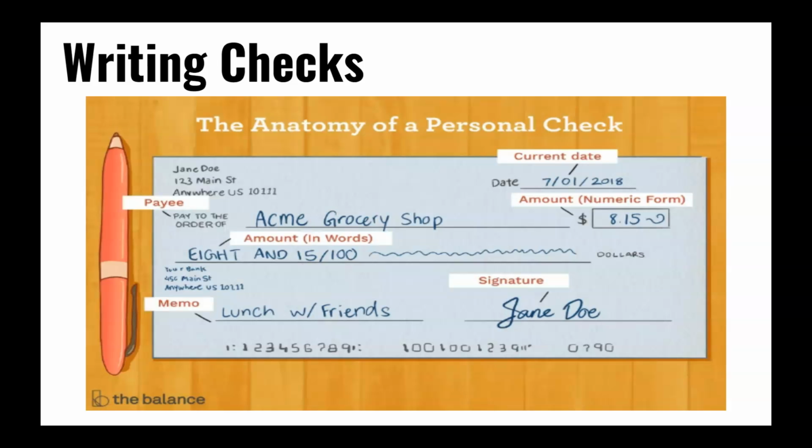If for some reason you make a mistake on a check, it's okay. Just write void, V-O-I-D, in huge letters across the entire check, and that will cancel the check so that no one can use it against your will. Or write void and then rip it up. Just be super careful about that.